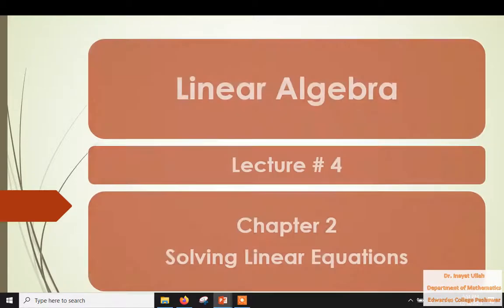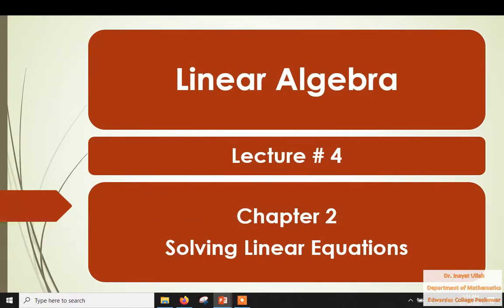Dear students, that is the fourth lecture of linear algebra. Today we will start chapter number 2. In chapter number 2, we will learn how we can solve the system of linear equations.